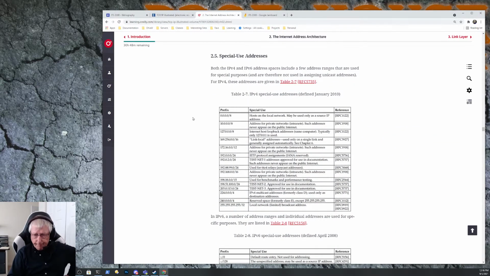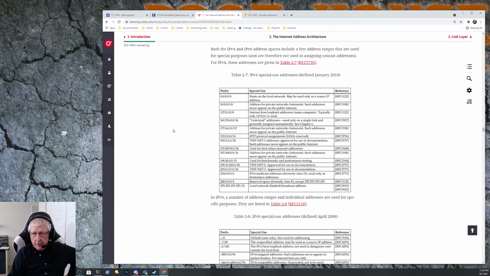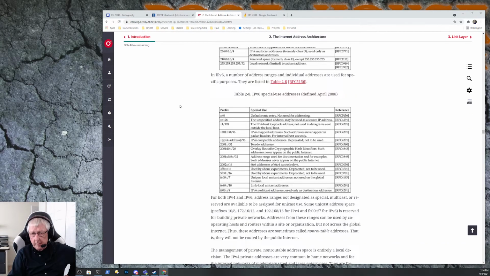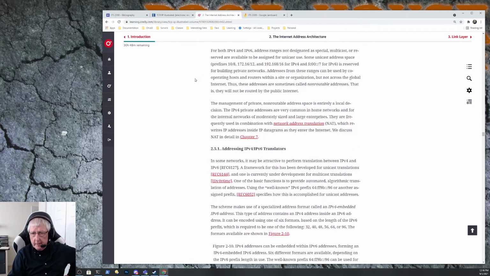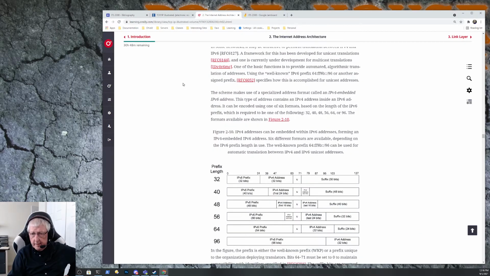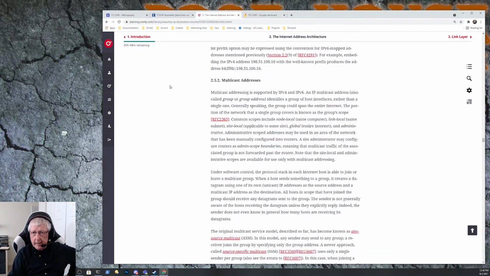And then definitely read 2.5, because there's a bunch of addresses that are reserved for different purposes and are not used as public IP addresses, so that is important to know. You can for now skip that for IPv6 though. Just focus on IPv4. Don't worry about the translators just yet. So 2.5.1, skip that altogether. We're going to get back to that.